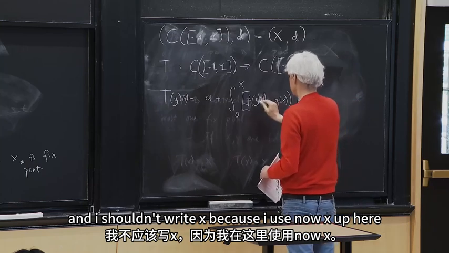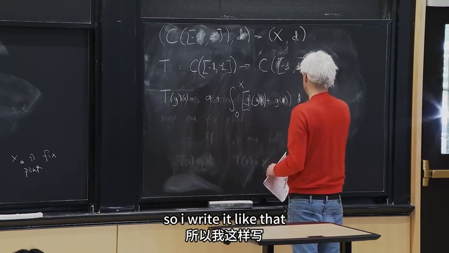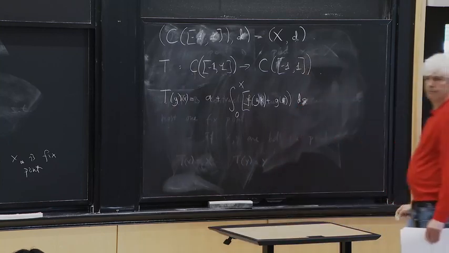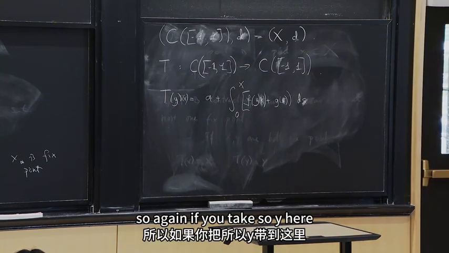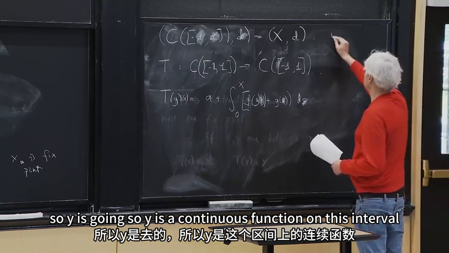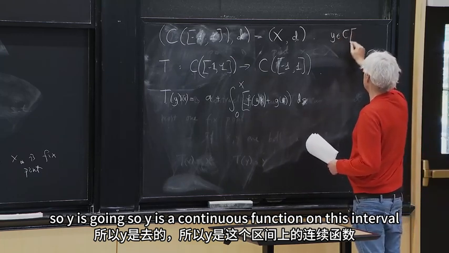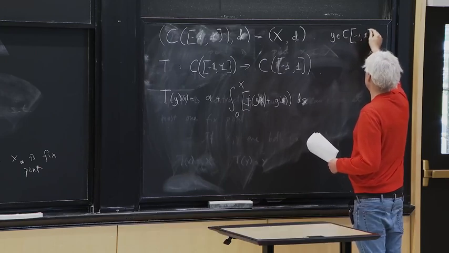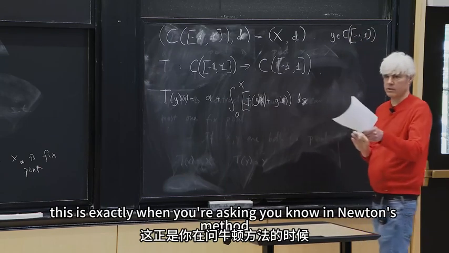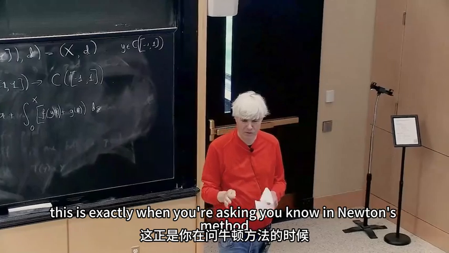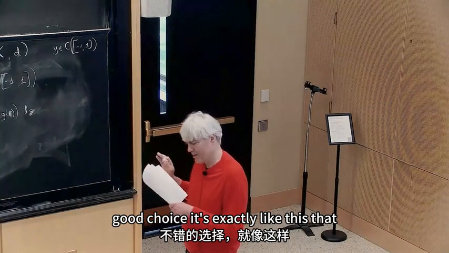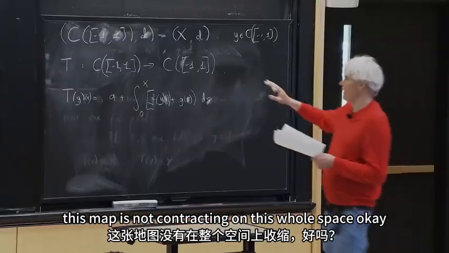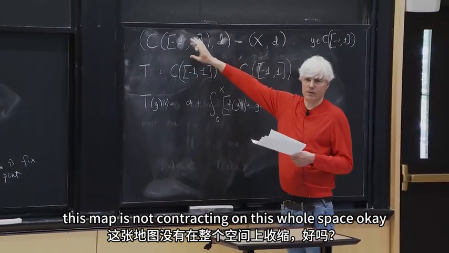And I shouldn't write x because I now use x up here. So I write it like that, dy. Okay? That's how the map is going to be defined. So again, y is a continuous function on this interval. And I will have to restrict it. This is exactly what you're asking in Newton's method, right? Why did we have to pick this good choice? It's exactly like this: this map is not contracting on this whole space, okay?